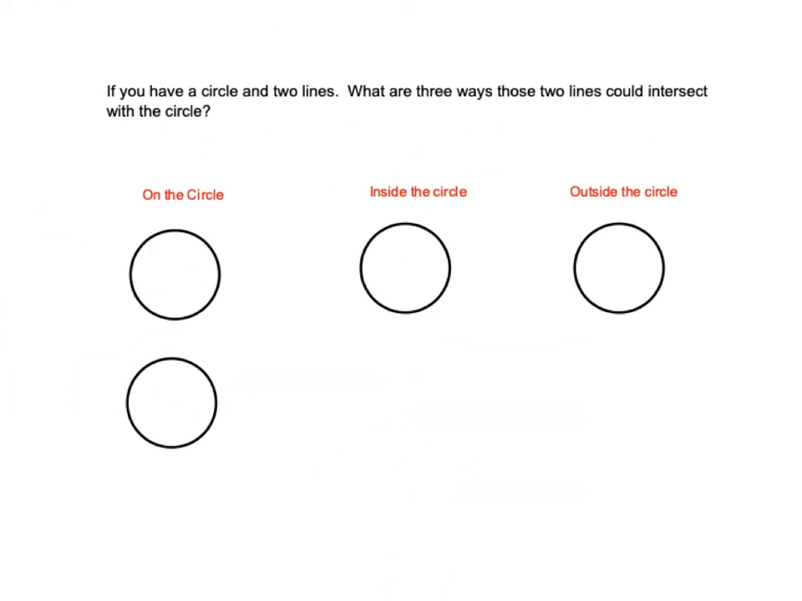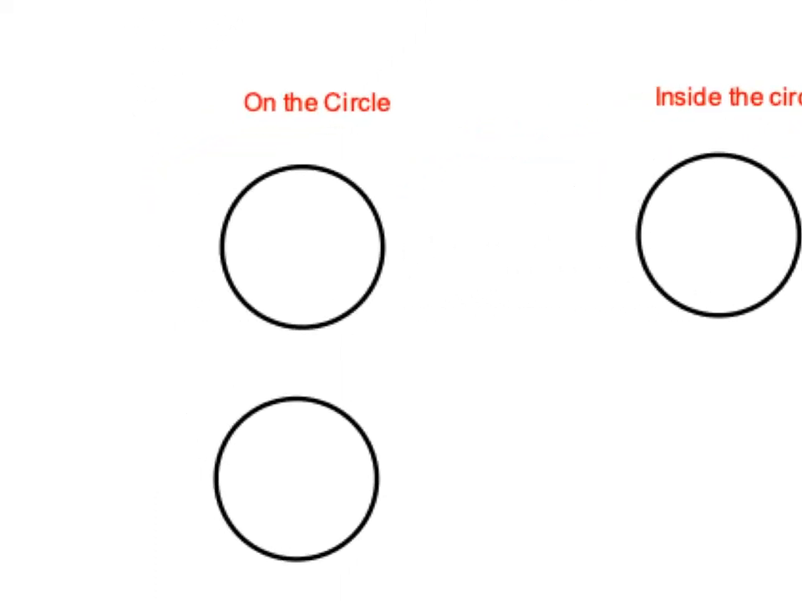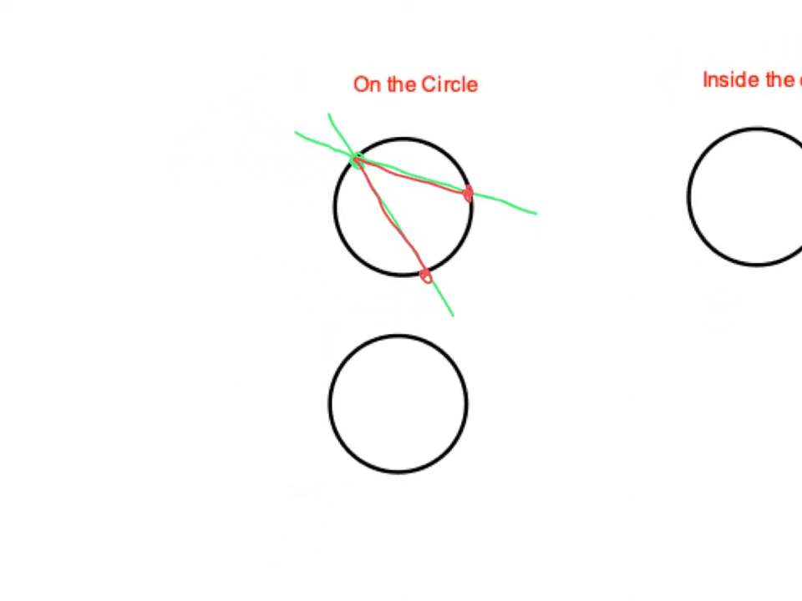What we're going to look at today is how lines intersect with circles, and there are 3 ways that they can intersect. The first way is on the circle, which is one of the ways we've already talked about. If you have 2 lines that intersect on the circle, they meet here, and basically what you have created is an inscribed angle. So we already know a little bit about that situation.